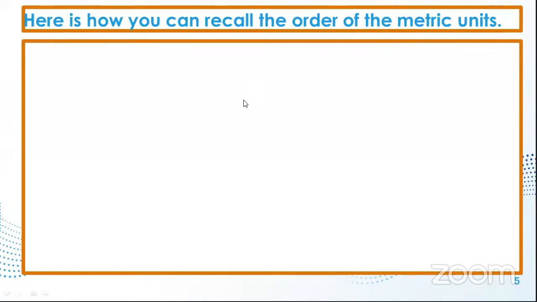Cold stands for centimeters. And then milk stands for millimeters. Very good. So members, that is very important in what we are learning. Very good, Carol.